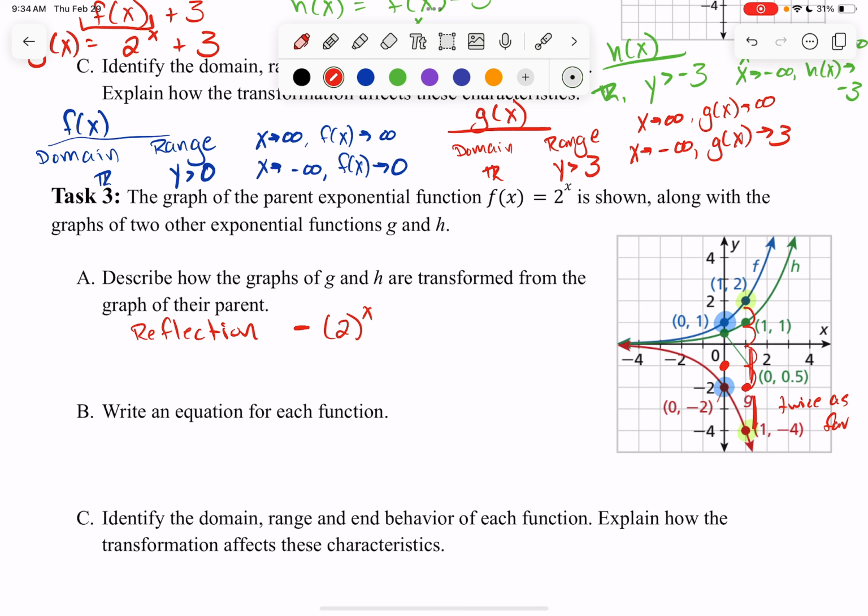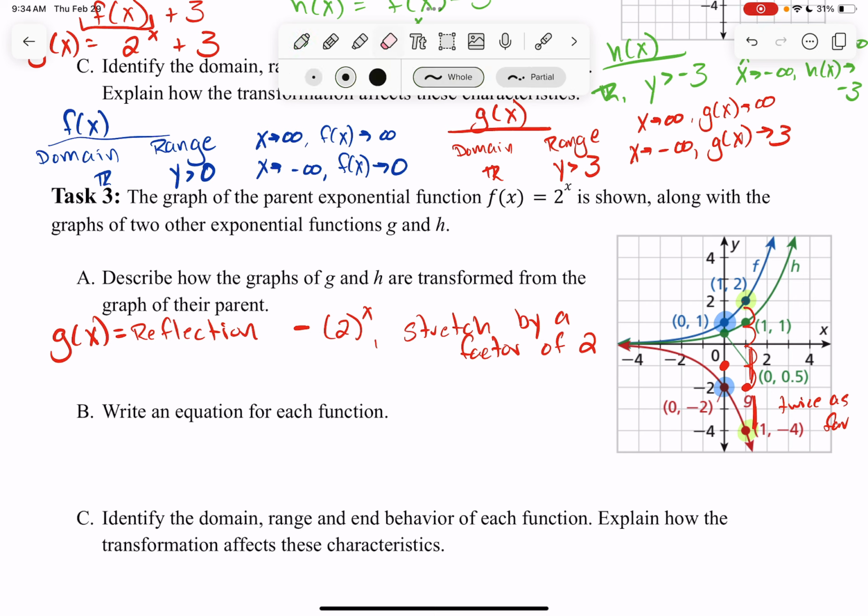So that tells me that's going to be a reflection and a stretch by a factor of 2. Okay, so we're not actually writing the equation yet, but G is a reflection and a stretch by a factor of 2, whereas H does not have that reflection. Let's erase a bunch of my marks there. Okay, H is not a reflection because we're still up.